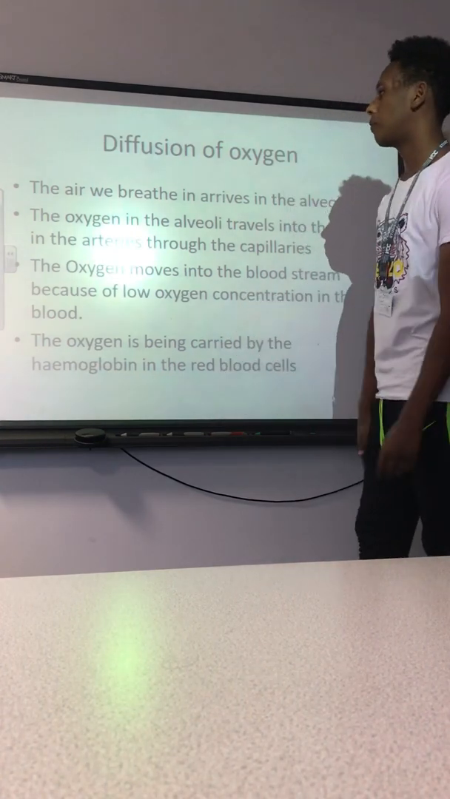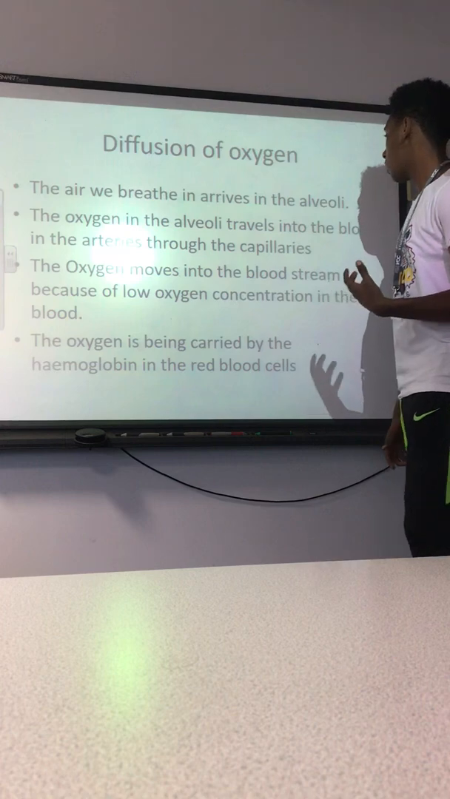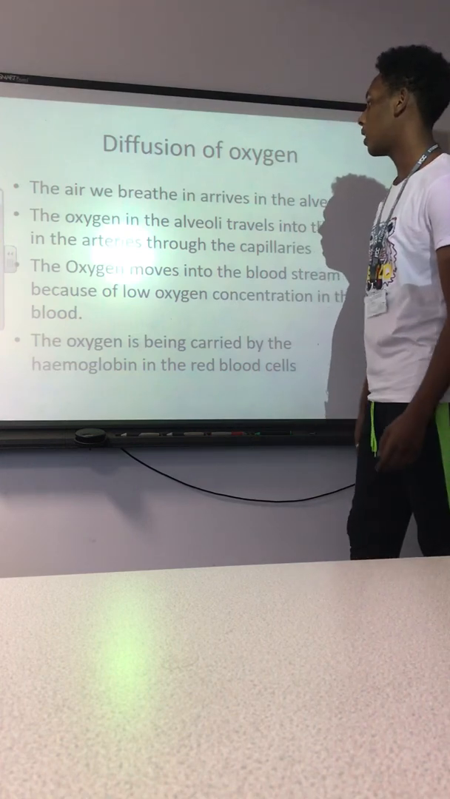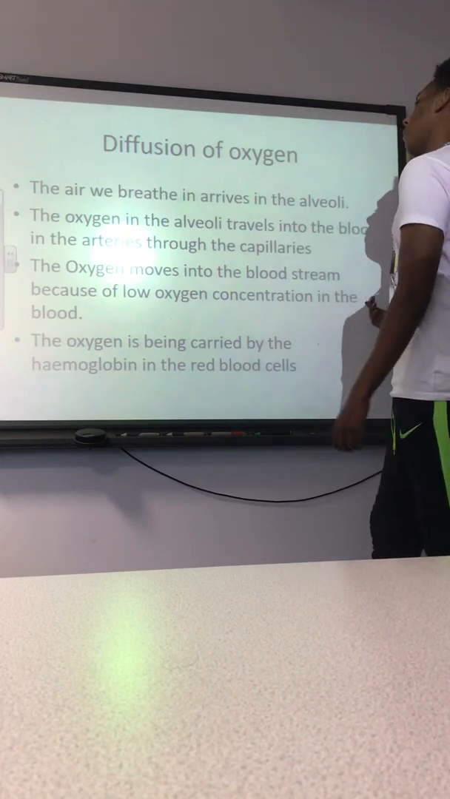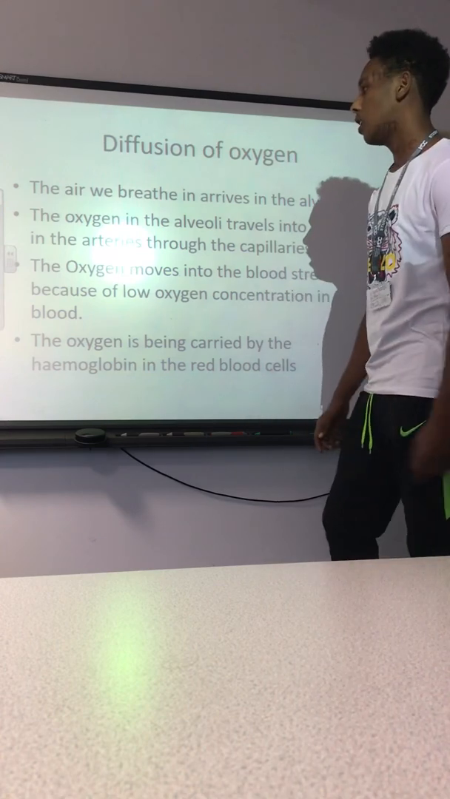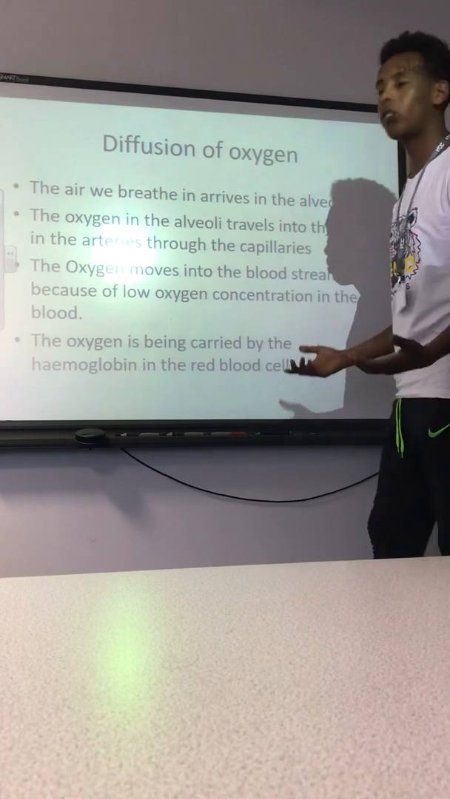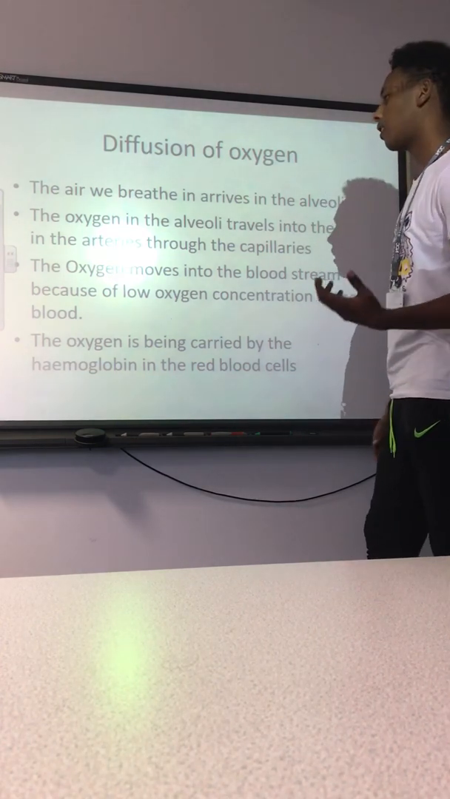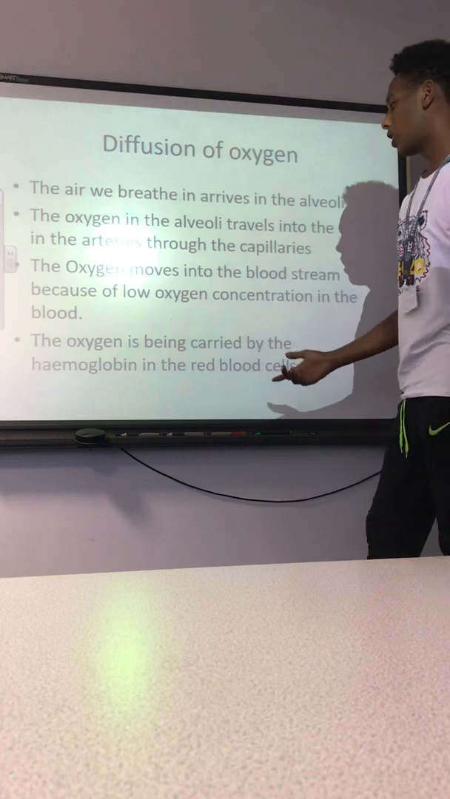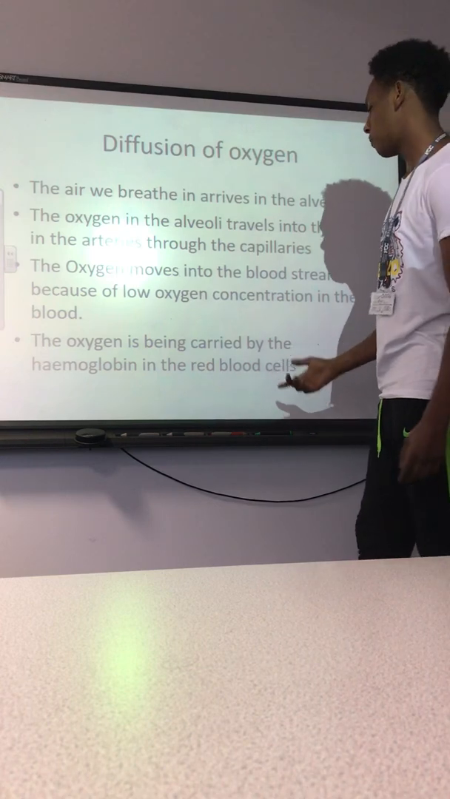Diffusion of oxygen. The air we breathe in arrives in the alveoli. The oxygen in the alveoli travels into the blood through the capillaries. The oxygen moves into the bloodstream because of the low oxygen concentration in the blood. The oxygen is carried by the hemoglobin in the red blood cells.